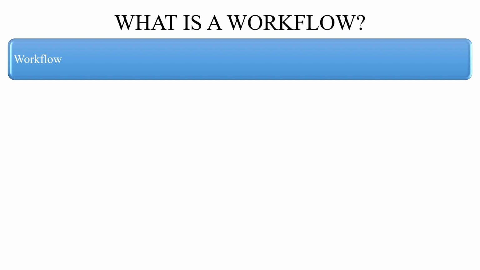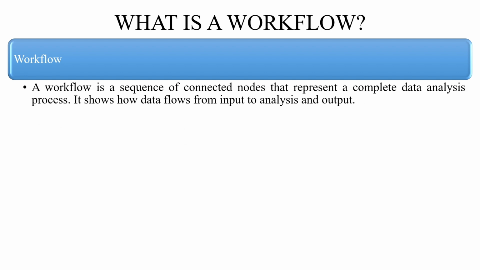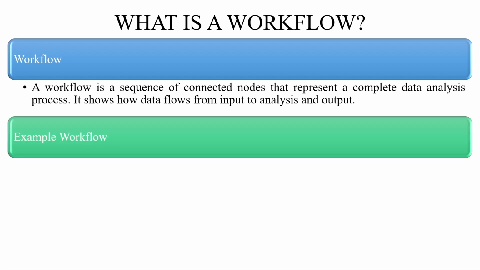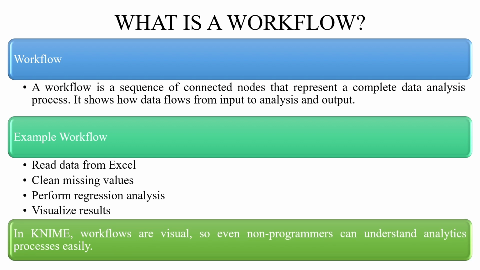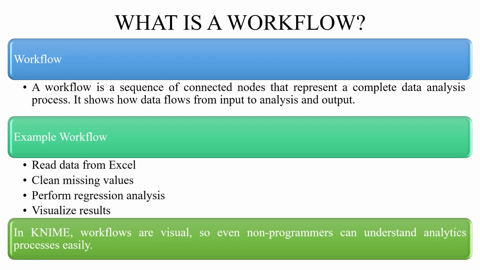Let's try to understand what a workflow is. In KNIME, a workflow is a sequence of connected nodes that represents a complete data analysis process. It shows how data flows from input to analysis and further to output. Let's say for example, you have four different tasks to be defined for data analysis. The first is read data from Excel, clean missing values, perform regression analysis, and visualize the result. For each step of this task you have a node, and if you connect all those nodes with one arrow, then it is considered a workflow.